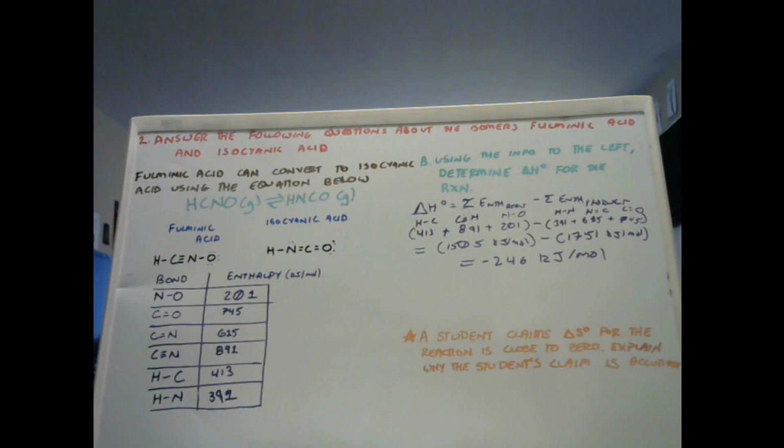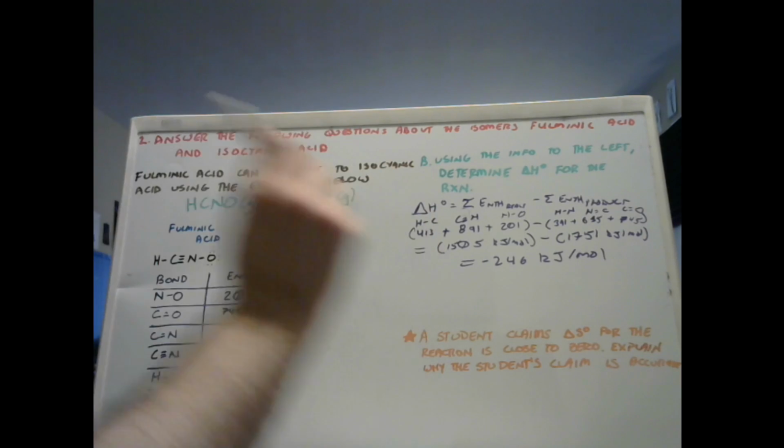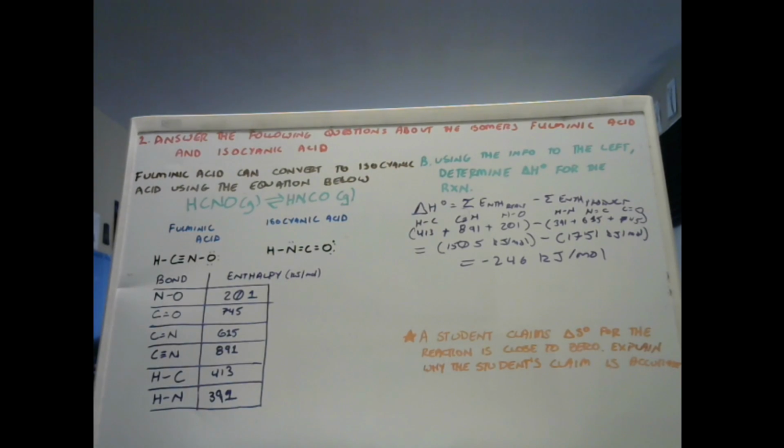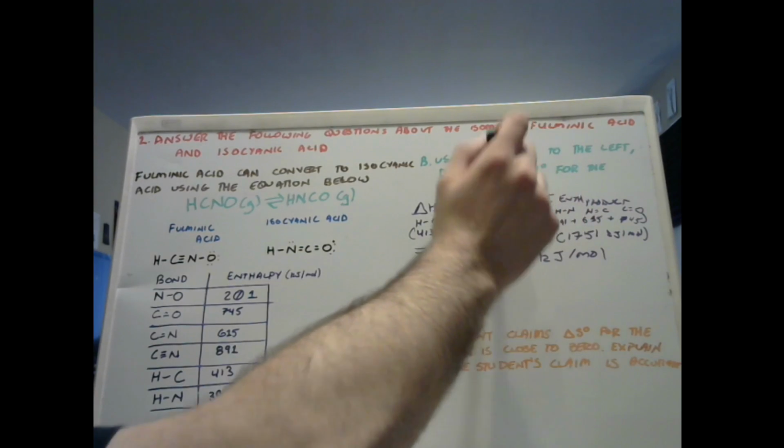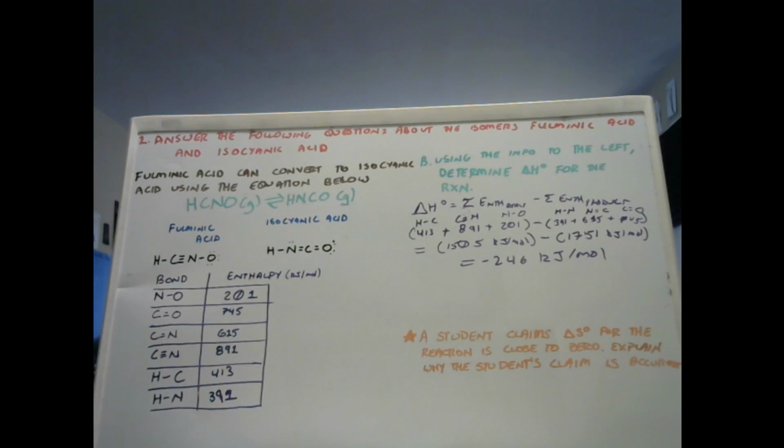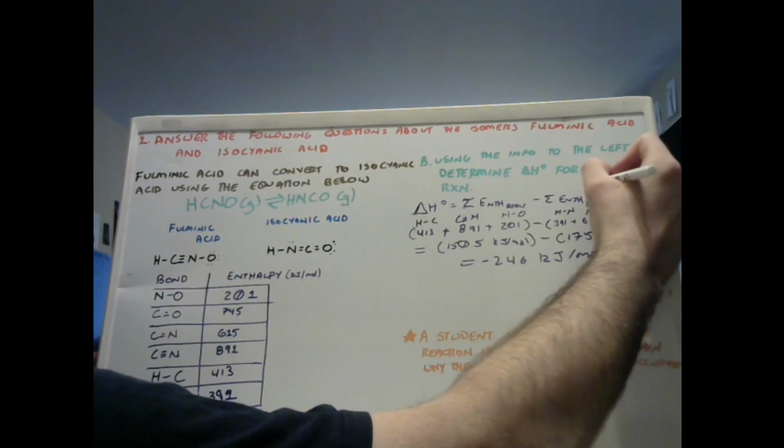This is also worth 2 points. First things first, you should always be broken minus formed, or reactants minus products. Getting that set up properly is worth 1 point, and then getting your delta H down here at the bottom is worth the second point.